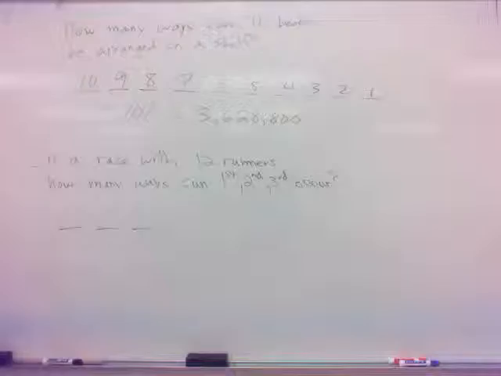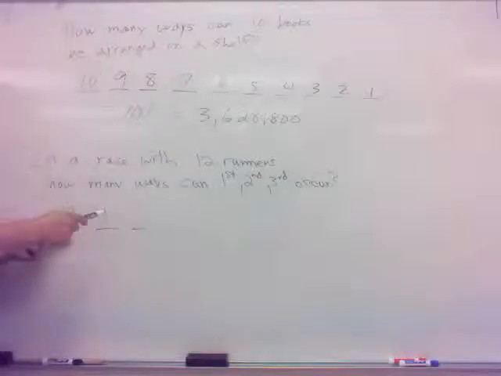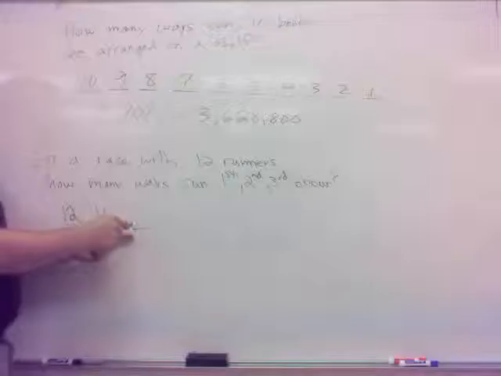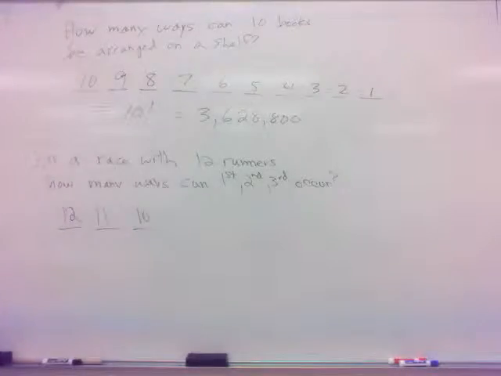How many ways could first place occur here? Any of the 12. What about second place? Second place could only be 11, because whoever gets first place can't be second place too. So we have to count down. Then third place, there would only be 10, because you can't repeat. 12, 11, 10.